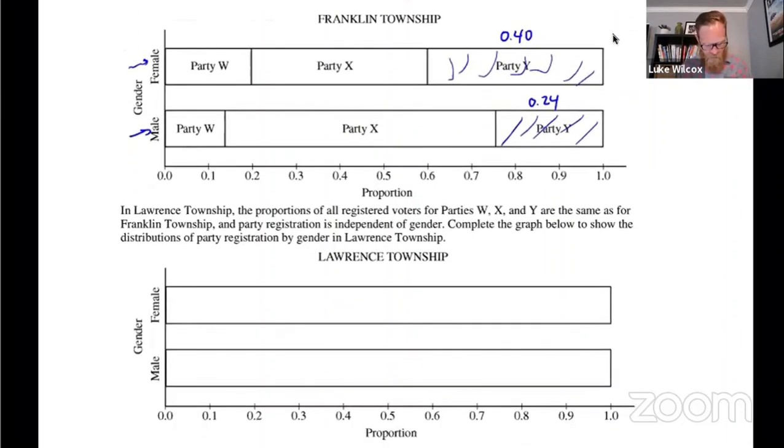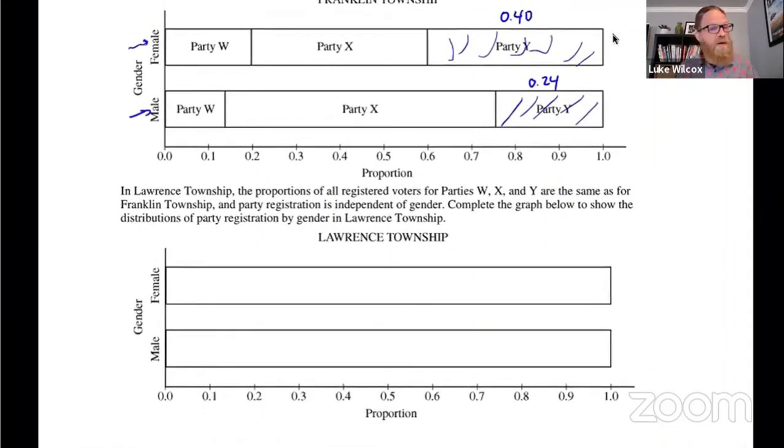Now, the next part of the question says, in Lawrence Township, the proportion of all registered voters for parties W, X, and Y are the same as for Franklin Township, and party registration is independent of gender. So this is a different township, but in this township, the two events are independent. Complete the graph below to show the distribution of party registration by gender in Lawrence Township.